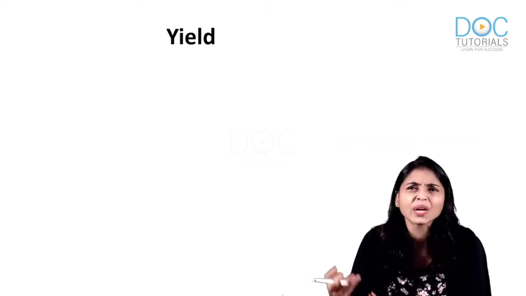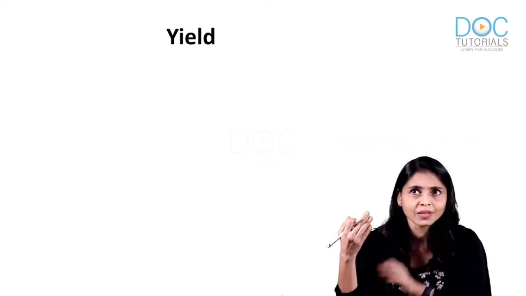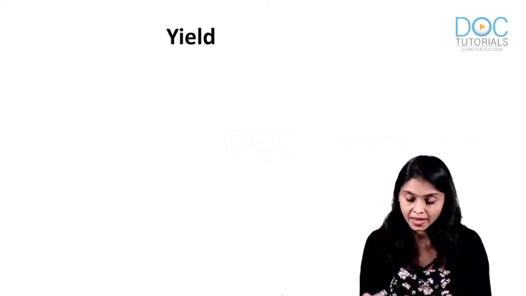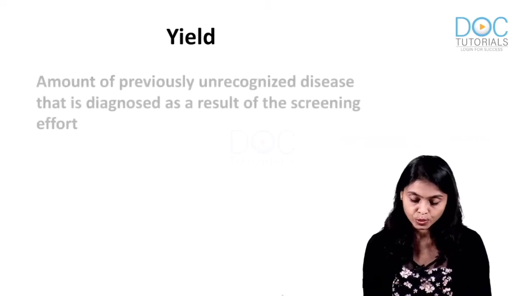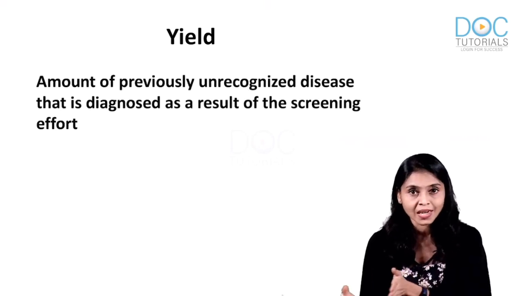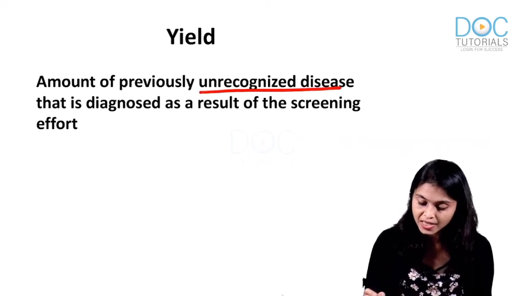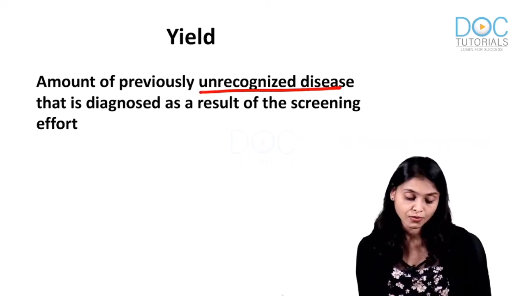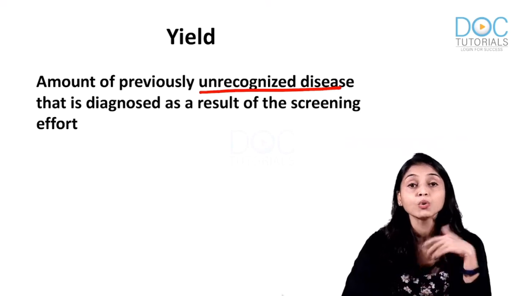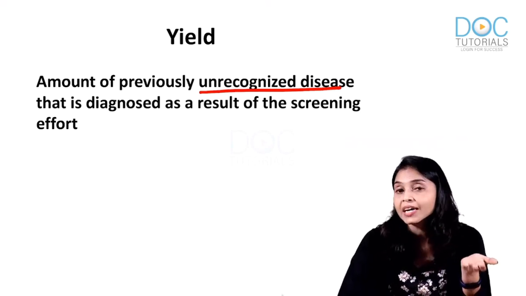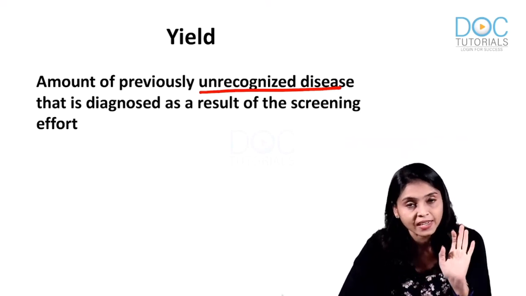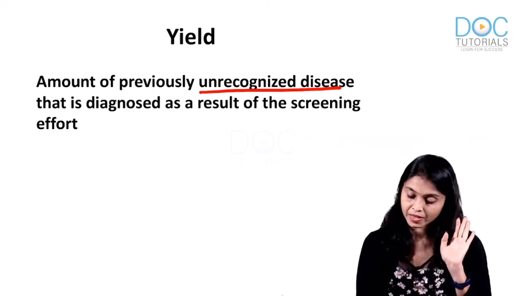Okay, and the last term that I said is yield of a test. Okay, yield, you can guess. There is nothing to learn. Yield is again another term that we normally use. Yield means what is the outcome? That means amount of previously unrecognized diseases that is diagnosed as a result of screening effort. After doing screening, how many new cases which were undiagnosed earlier were picked by this test is yield. Are you with me? Okay.